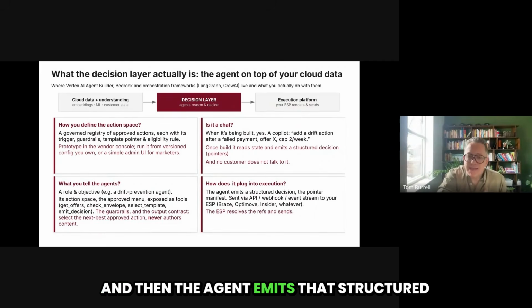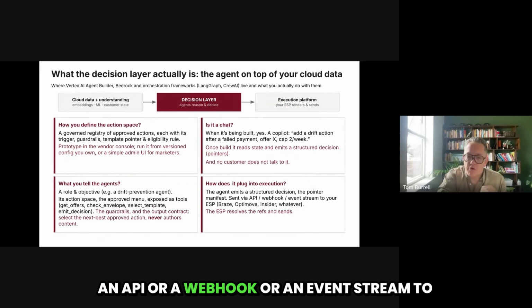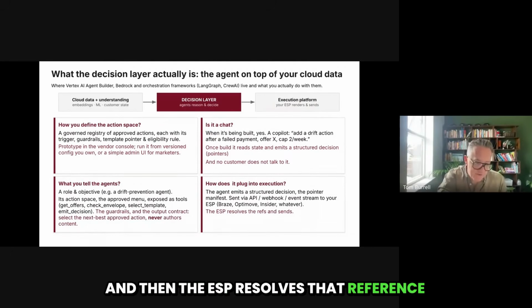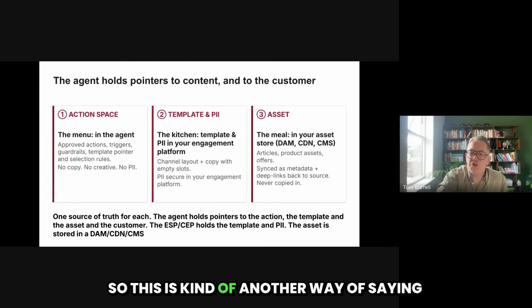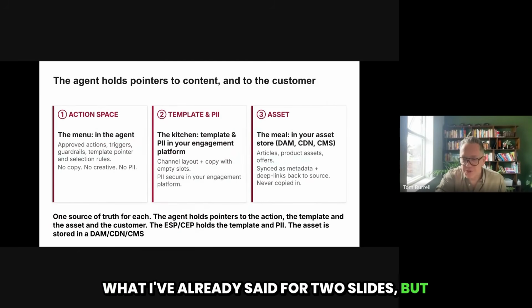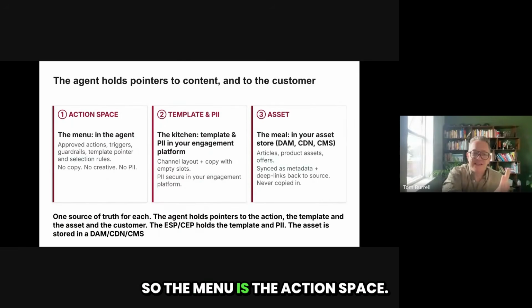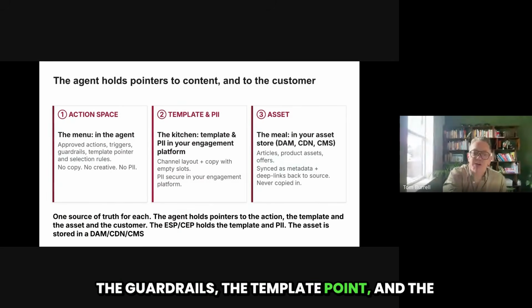Then the agent emits that structured decision, that pointer manifest, via an API or a webhook or an event stream to your ESP. And then the ESP resolves that reference and sends the new communication to the individual. This is another way of saying what I've already said for two slides, just so everyone gets it. I don't want to go too fast. So the menu is the action space: the approved actions, the triggers, the guardrails, the template pointer, and the selection rules.